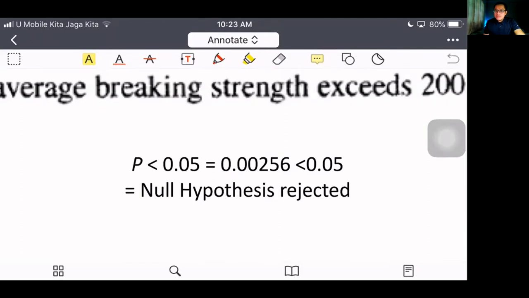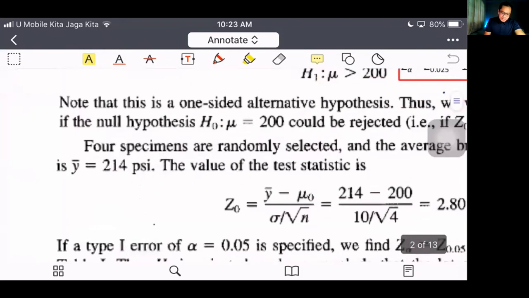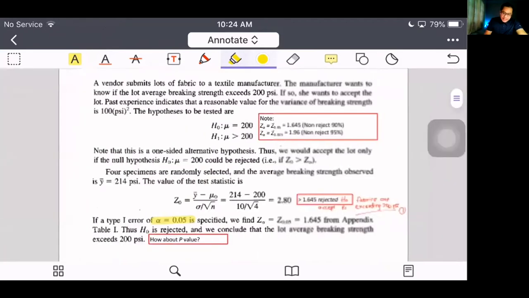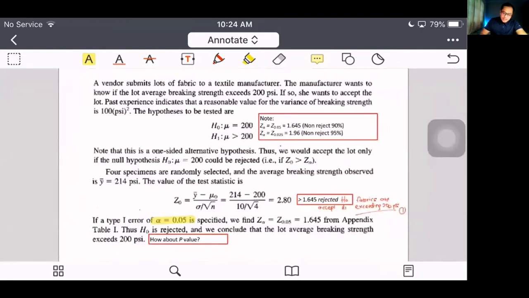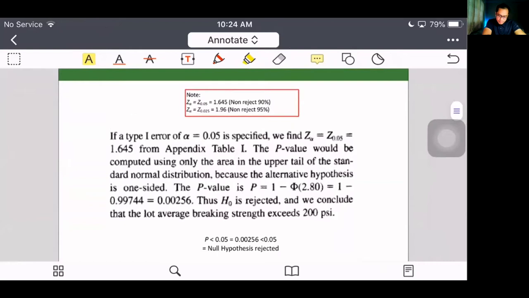Sorry, sir. How to determine the 1.645 again? Okay, to determine 1.645 again, look at the question. This is alpha 5%. Is it 5%? Yes, it is. 0.05 is 5%. Sometimes alpha can be 5%, 10%, 1%. I can just write alpha is 0.1, 0.05, 0.01. Good. Okay, now you got it. Any other question? You can just write in the chat. Any other question, Noah?